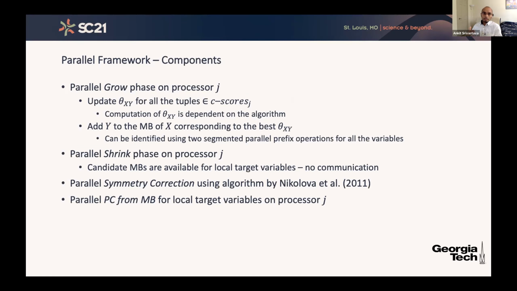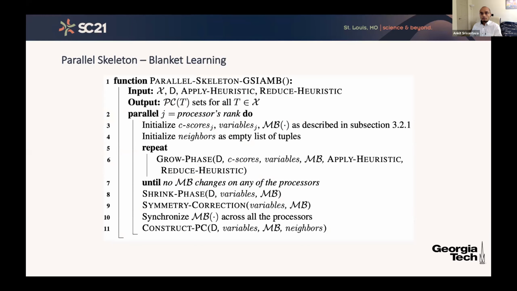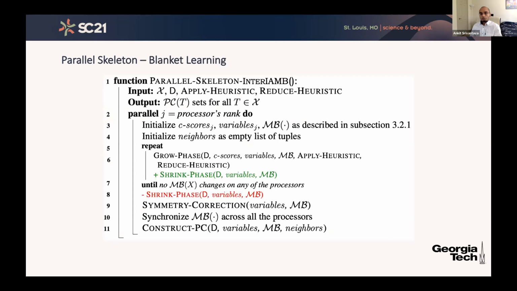Using this idea, I will not go over in detail all the design of these phases, but we proposed parallel algorithms for all these different phases, combining which we could implement all three algorithms. We propose a parallel algorithm for GS and IAM, and a different one for inter-IAM, and that's because inter-IAM interleaves the grow and shrink phases in every iteration.